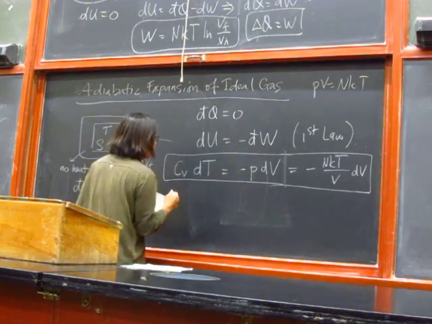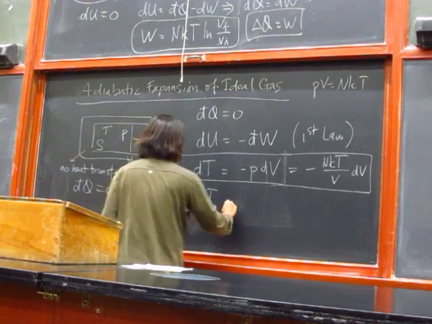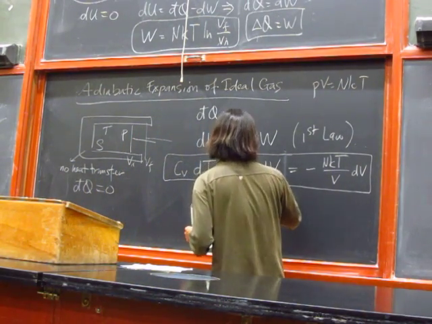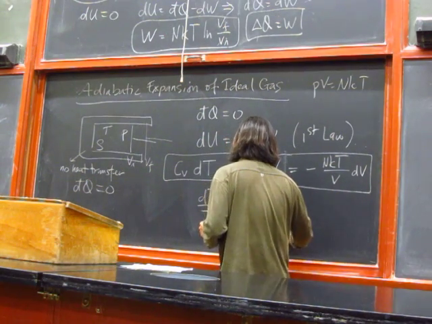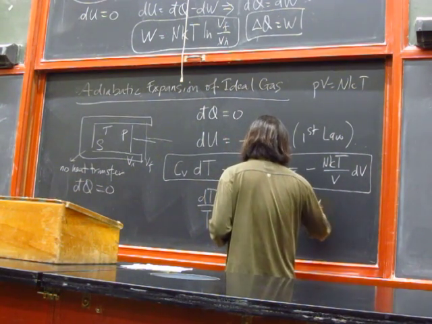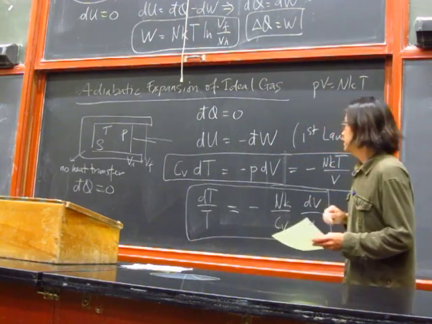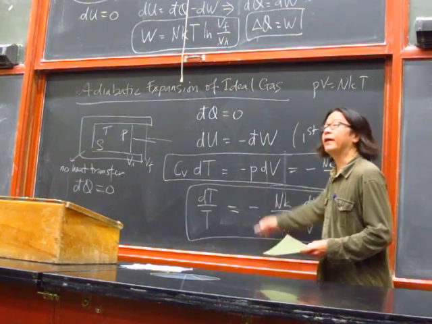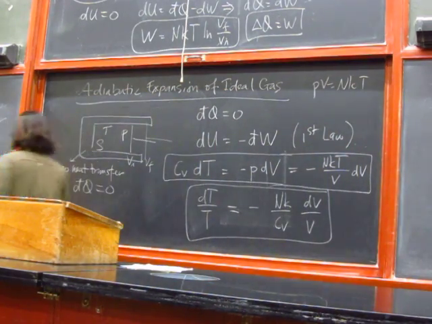And regrouping the terms, I have dT over T is equal to minus Nk over Cv times dV. Physically, this is what happened. This is just the first law. The rest is just math.